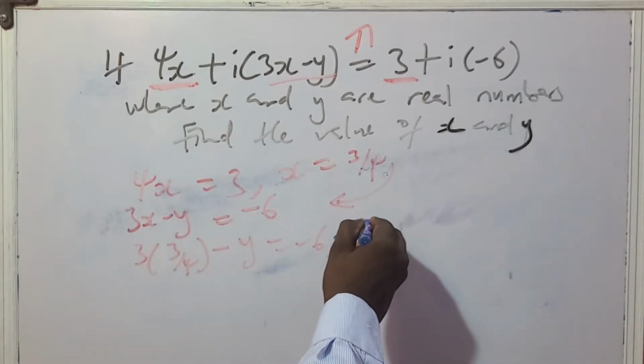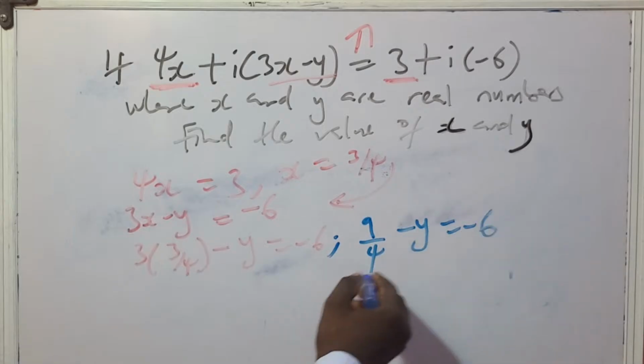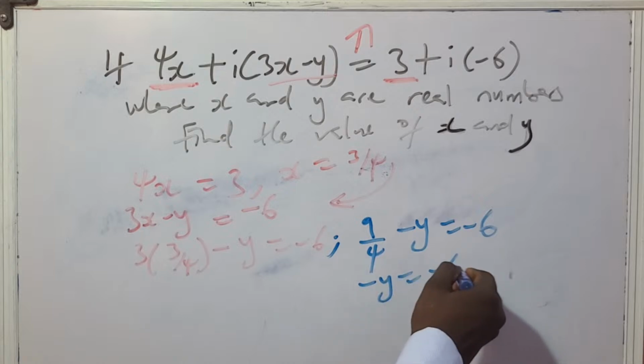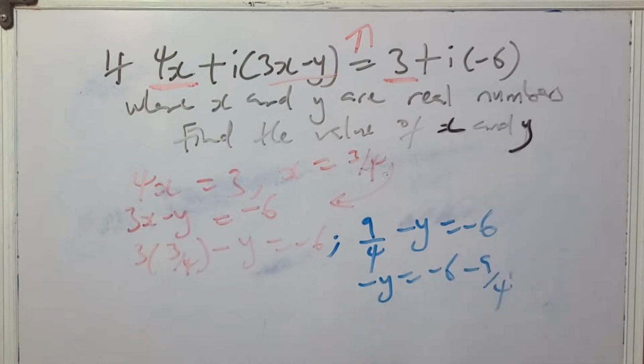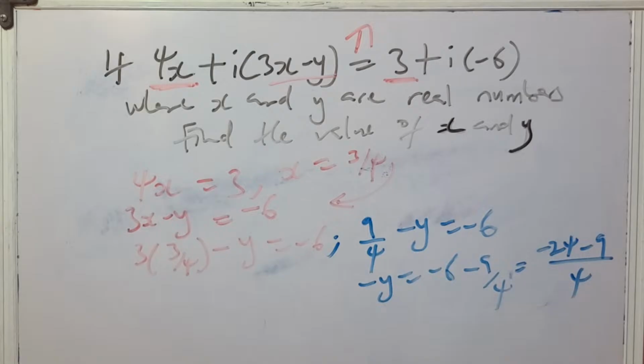So this will be 9/4 minus y equals minus 6. Minus y here equals minus 6 minus 9/4. What does this give you? Of course, we have the LCM being 4. That will be minus 24 minus 9. That will be minus 33, so minus y will equal minus 33/4.